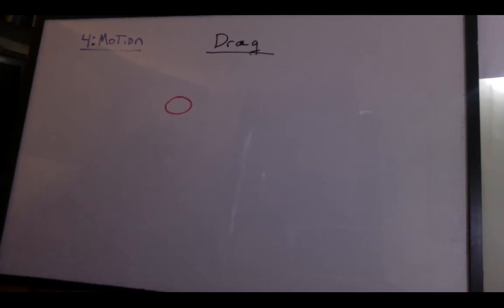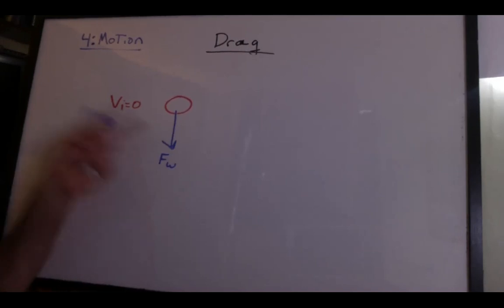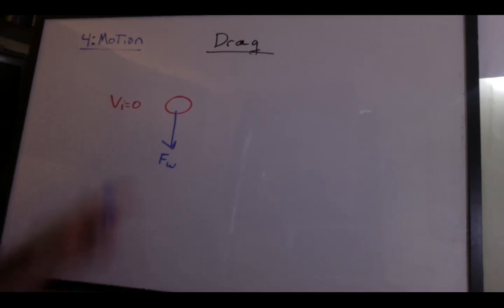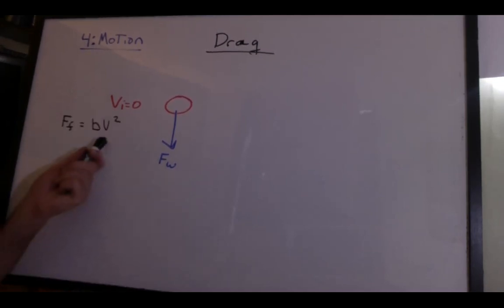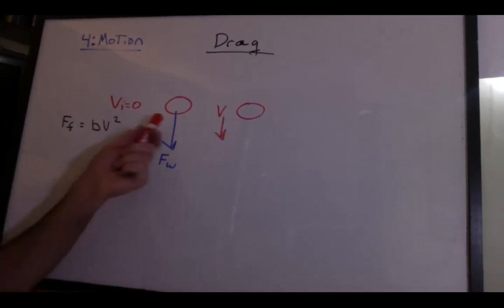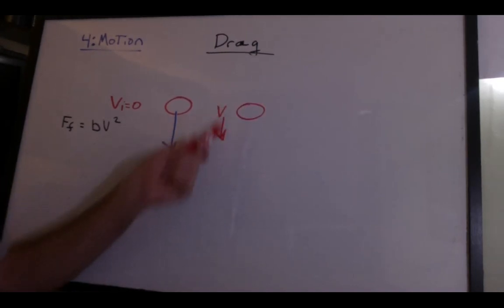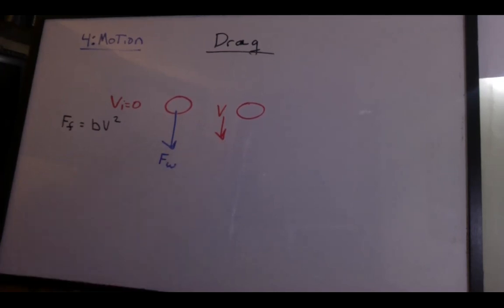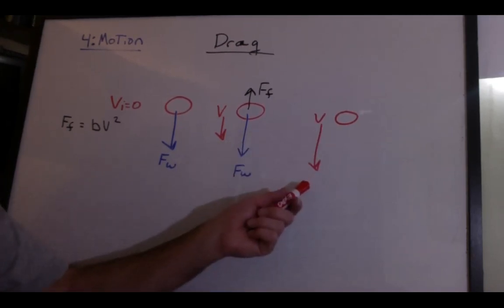We're going to drop an object from rest. What are the forces acting on it? You've got gravity. And a lot of kids are quick to jump and say, well, now you're going to have air resistance. But don't forget the velocity is 0. If that velocity is 0, force of friction is 0. Well, after a little while, that ball is falling, and we now have a velocity. What are the forces in this situation? The weight's still the same, and now we have some friction. That's the air resistance.